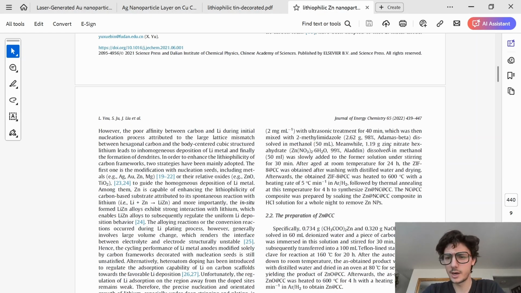Meanwhile, 1.19 grams of zinc nitrate hexahydrate, dissolved in methanol, was slowly added to the former solution under stirring for 30 minutes. After aging at room temperature for 24 hours, the ZIF. This is the problem when you kind of just jump into an article and don't read the abstract. It was obtained after washing. Okay.